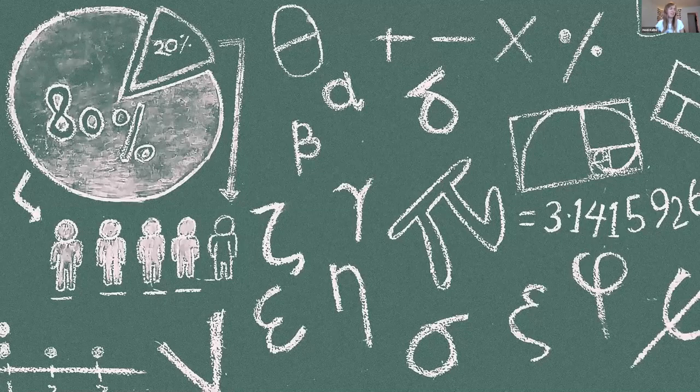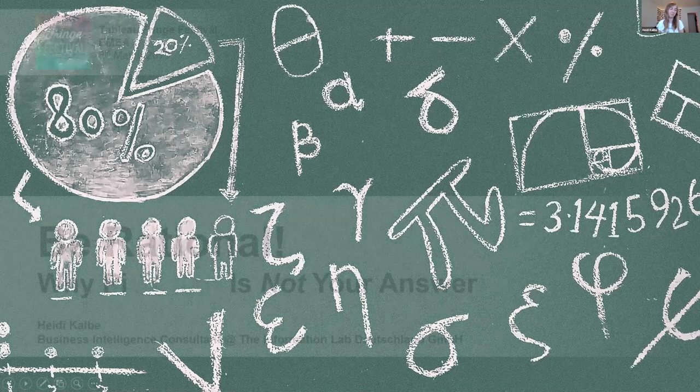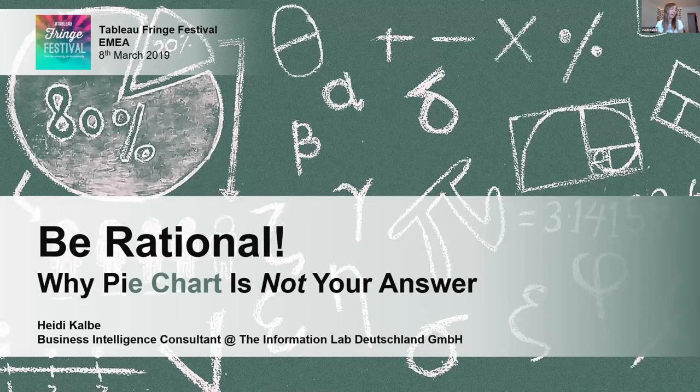Maybe we should talk about that. Maybe we should have a talk about what it means to be rational, why pie and pie charts are not your answer. When teaching how to create pie charts in my Tableau Fundamentals workshop, I always tell my participants that pies aren't exactly best practice, and I receive varying levels of outrage at that statement. Users say, but people want to see them, but they're so easy to read, but I love them.